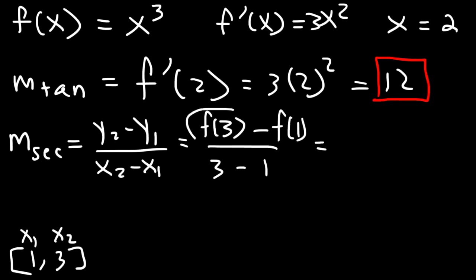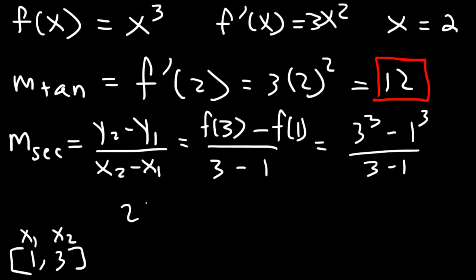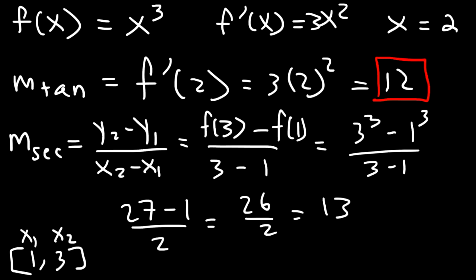So basically, to evaluate f of 3, we need to plug in 3 into that expression. So this is going to be 3 to the third power, and f of 1 is 1 to the third power. 3 to the third is 27, 1 cubed is 1, 3 minus 1 is 2. So we get 26 over 2, which is 13. So this is not a bad approximation for the slope of the tangent line. As you can see, 12 and 13, they're not too far apart.